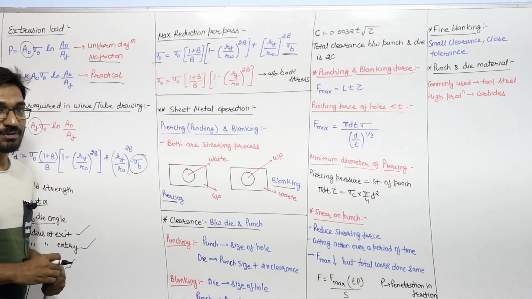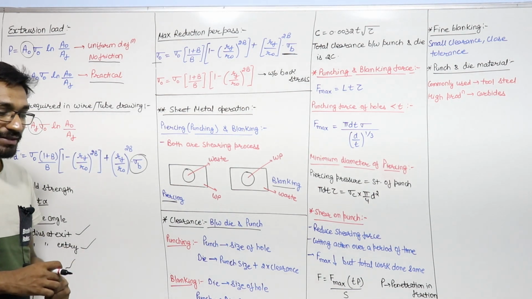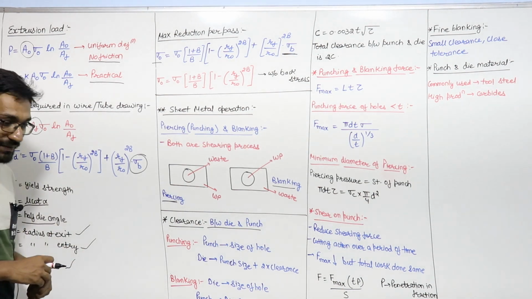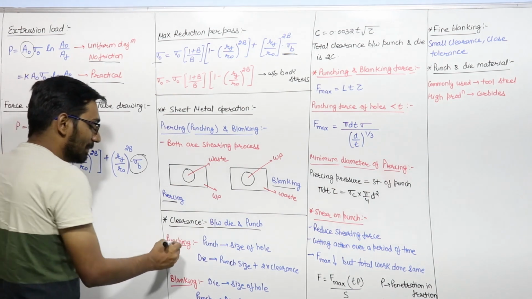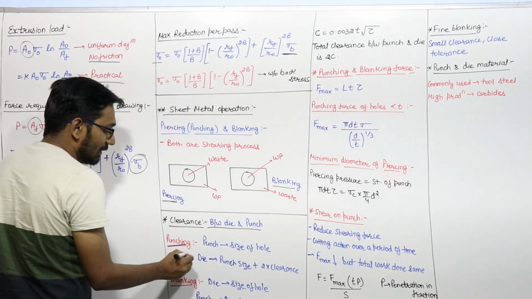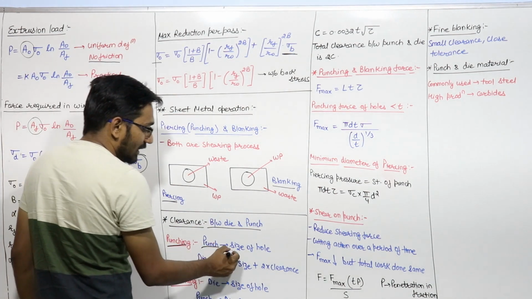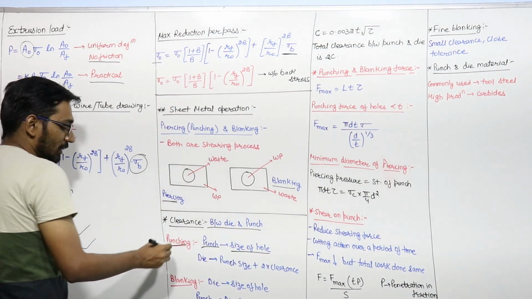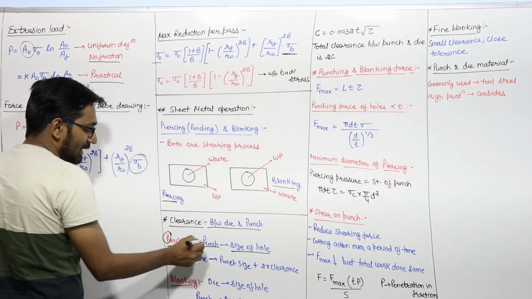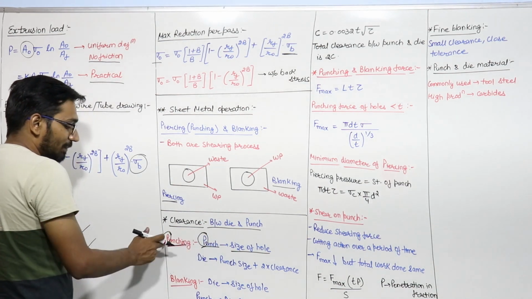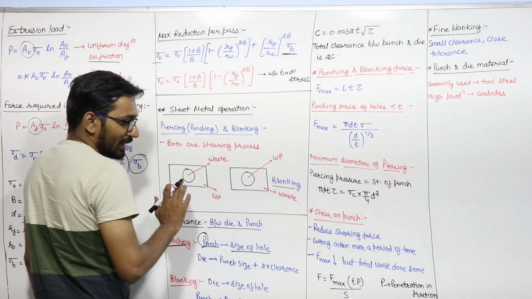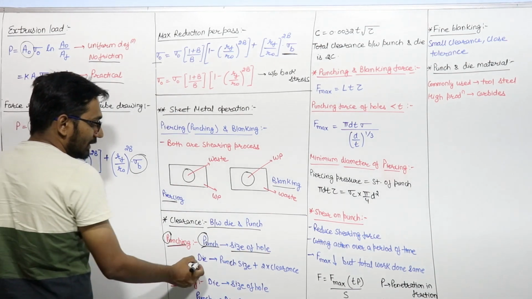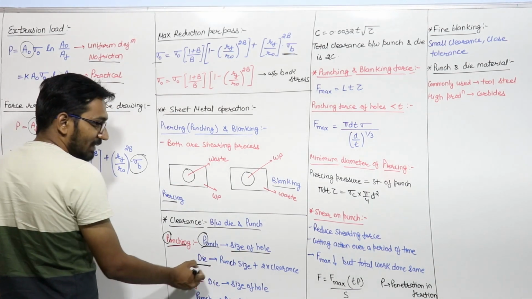So the die size must be more and the punch size will be less. The distance between them is your clearance. So we can say that in punching, the punch is the size of the hole which you want. You have to remember that in punching, P is for punch. In punching, the punch is the accurate size of the hole, and the die is having some clearance.